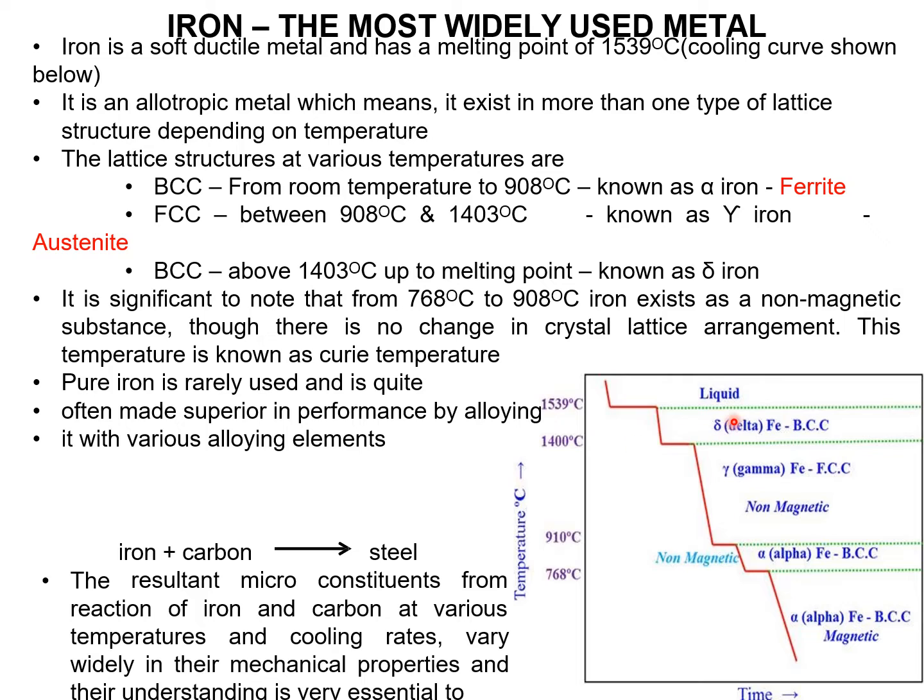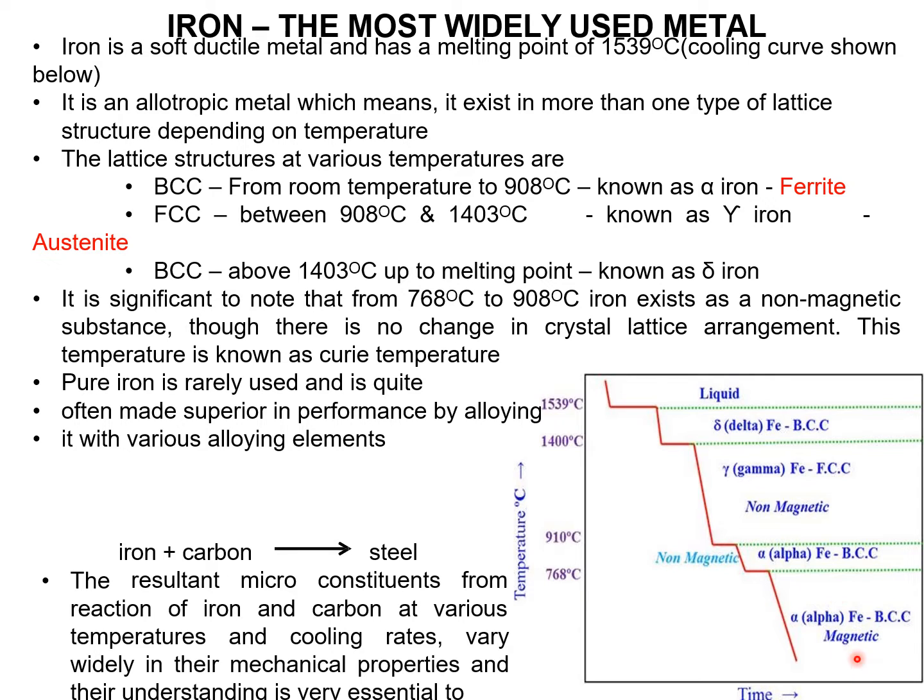So now I am slowly cooling. Once it crosses 1400, between 910 degrees centigrade, the iron will be converted to gamma form and it is in FCC structure. So the crystal structure is also changing, and it is non-magnetic. Again we are cooling, at 770 degrees centigrade the entire iron will be converted into alpha, and again it is changing to BCC structure.